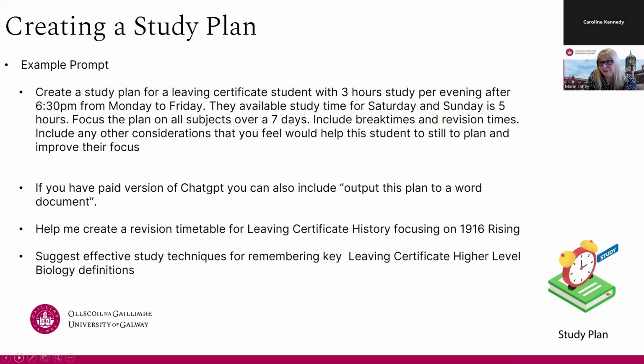So I'm assuming you might have study in your schools Monday to Friday, and then available time for study is Saturday and Sundays, 5 hours a day. Focus the plan over the 7 days, include break times and revision times, include any considerations that you feel would help the student in this plan to improve their focus. So particularly, if you're a student that struggles to stay focused, you wanted to include something within that study plan to help you with that.